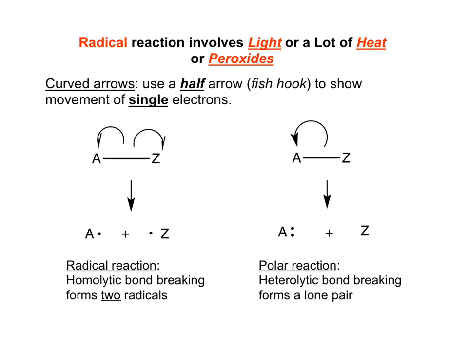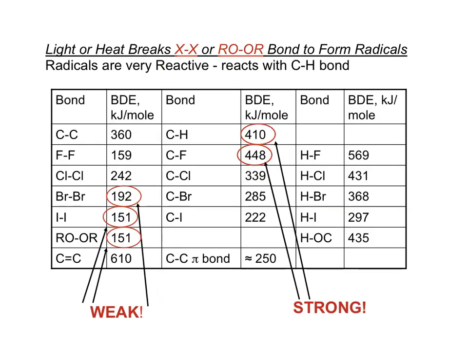Before we look at a specific radical mechanism, let's look at how curved arrows are used in a radical reaction. In a polar reaction, a full curved arrow is used to show an electron pair. In a radical reaction, a half arrow, also called a fishhook, shows the movement of single electrons.